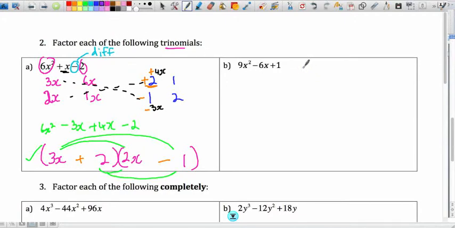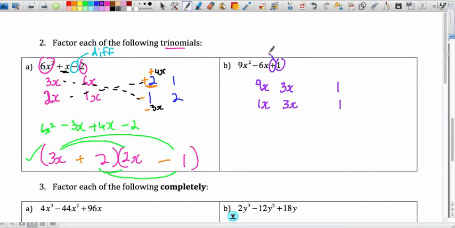Okay, speed things up a little bit because we're running a little low on time. The advantage of this question is that with the number 1, the factors of 1 can only possibly be 1 and 1. That makes things a little simpler. To get 9x squared, it could be 9x and 1x, or it could be 3x and 3x.